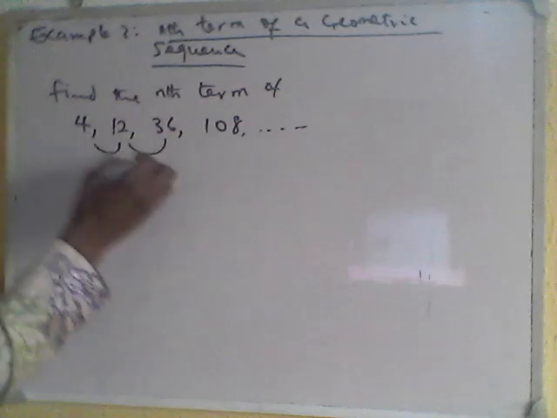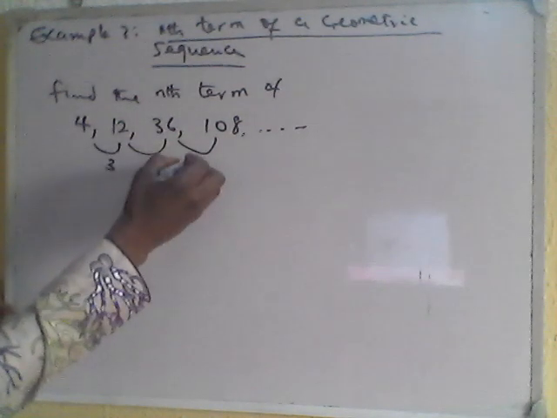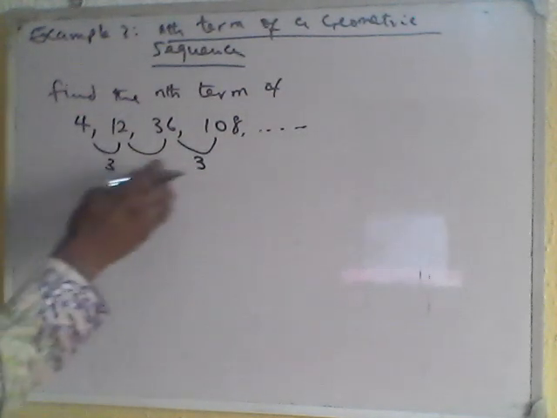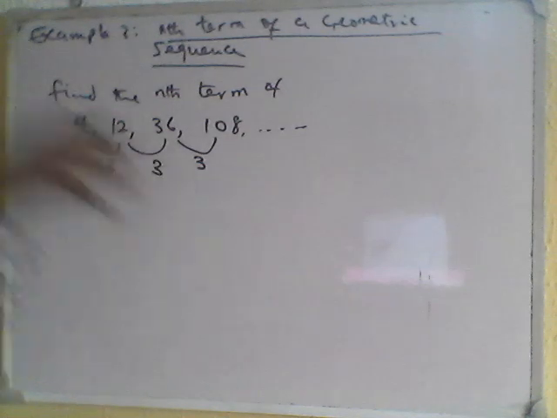36 divided by 12 is 3. 188 divided by 36 is also 3. So this constant number I'm getting, which is known as the common ratio for this particular case, means we have a geometric sequence.